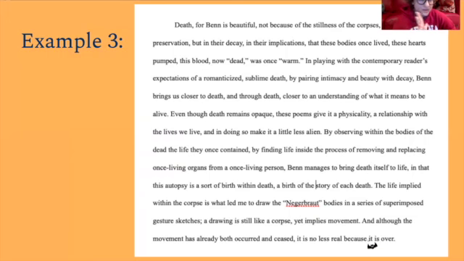Another thing I think it does right is provide an ending with a sense of finality. This ending line, although the movement has already both occurred and ceased, is no less real because it is over, and it succinctly puts a period on the whole feeling of this conclusion, which is building up to the idea that even though people die, that doesn't mean they never lived, which is the ethos behind a lot of these poems that I was writing about.